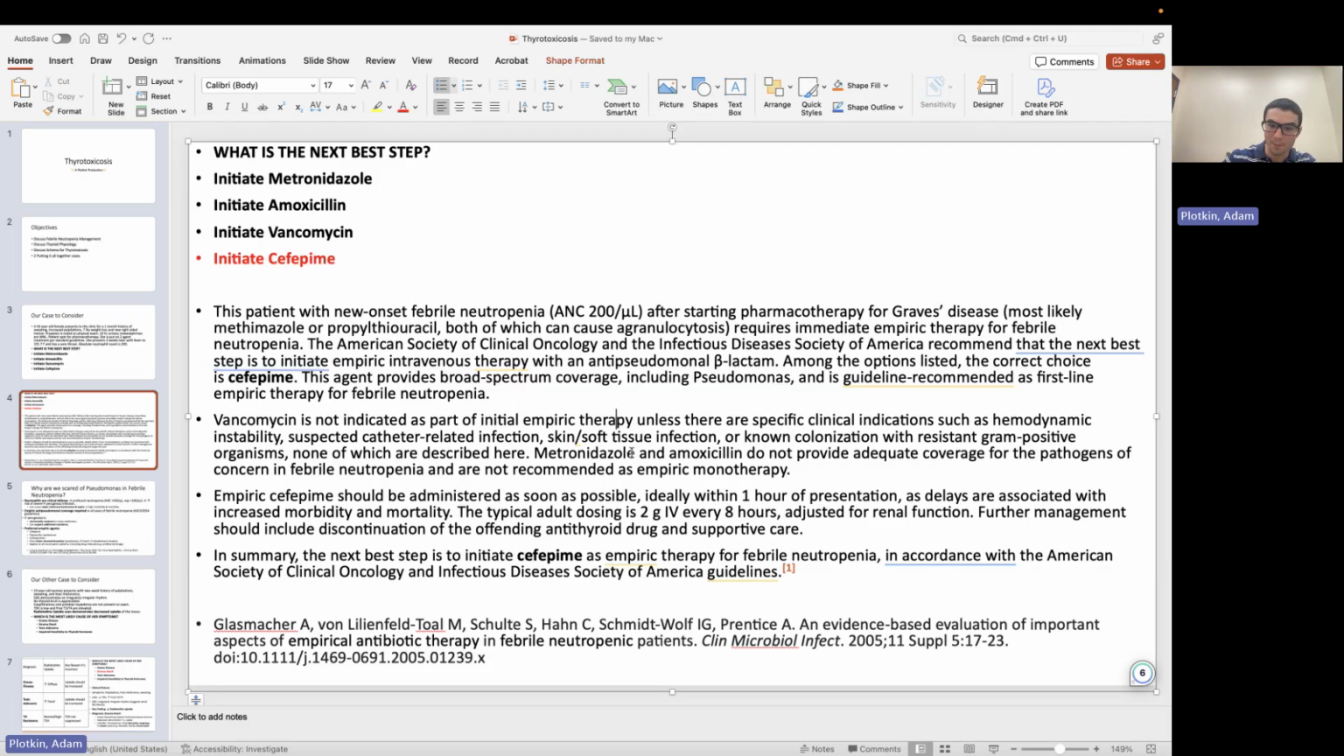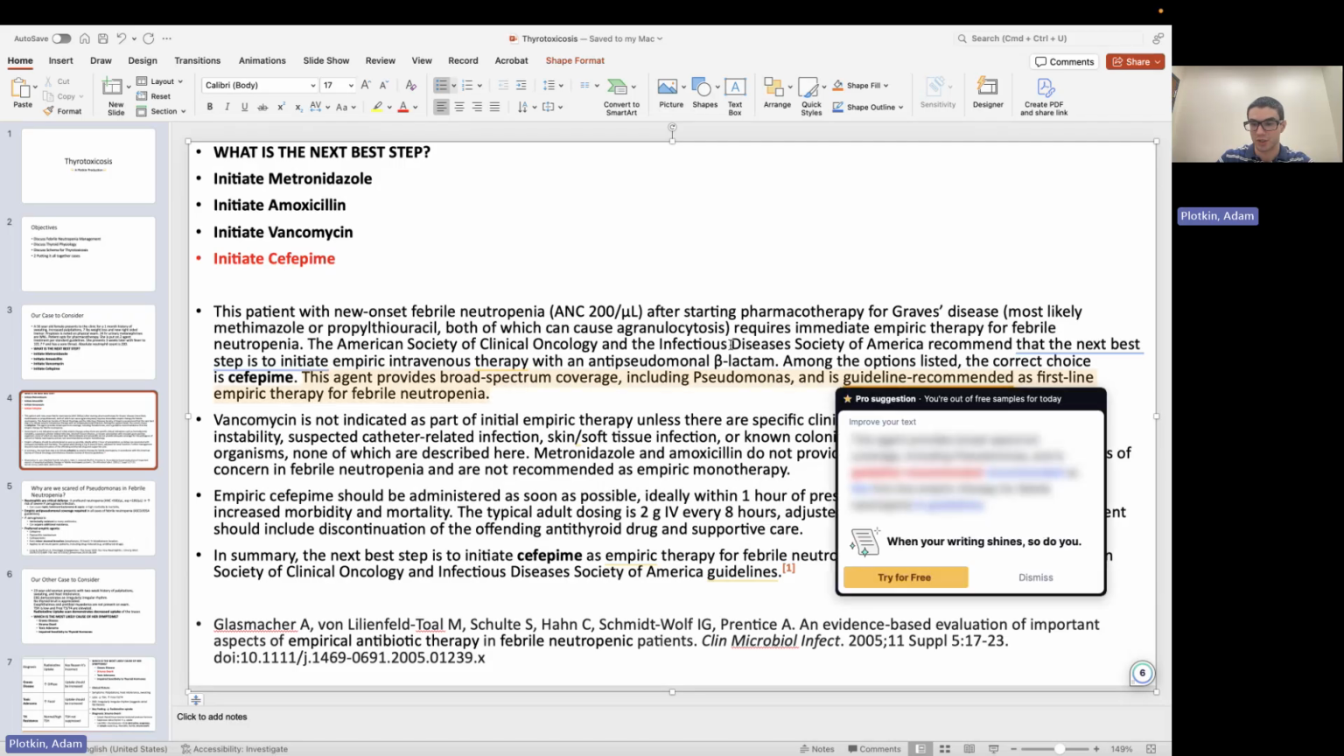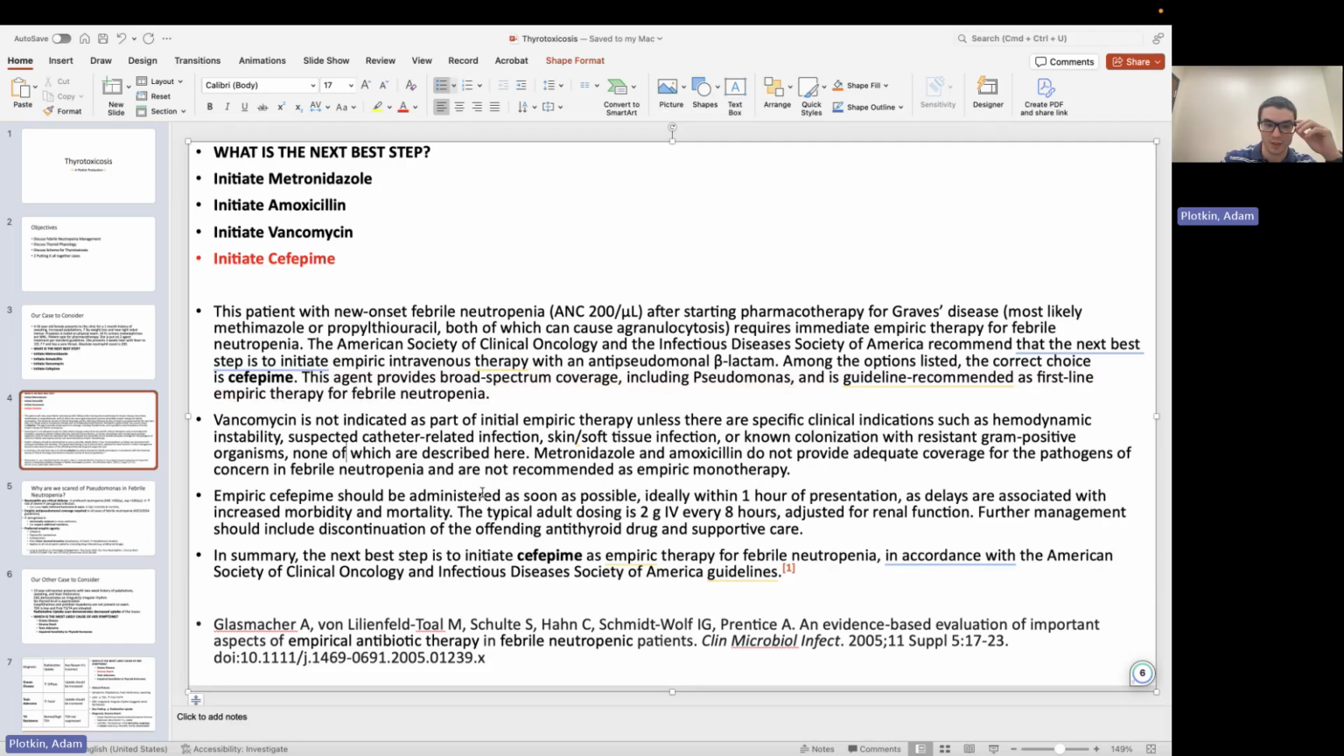And then, they recommend intravenous therapy. Amoxicillin actually is also an oral drug, right? So that's another reason why it's wrong. These drugs will cover a broad spectrum, including Pseudomonas, which is guideline recommended as first-line therapy.